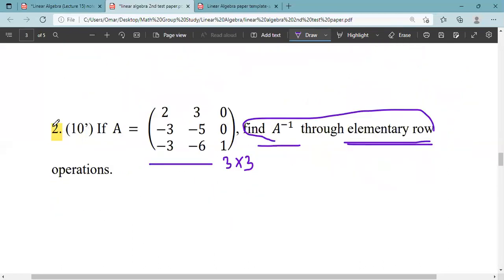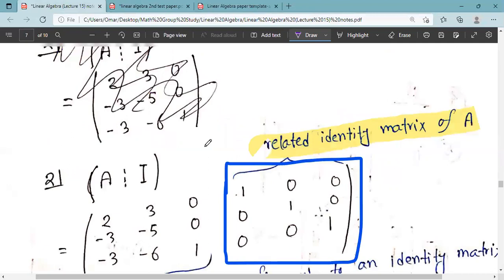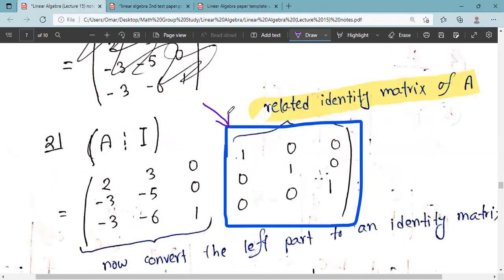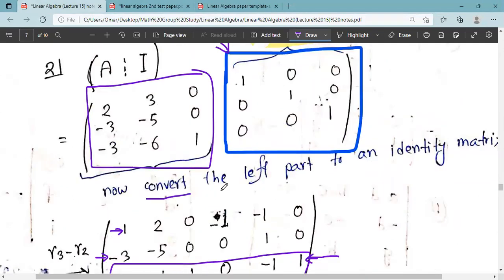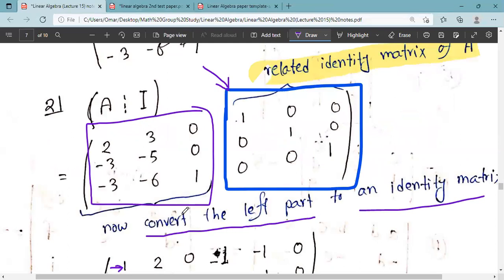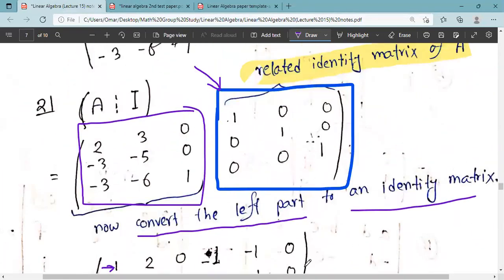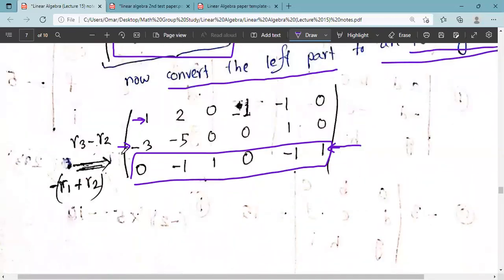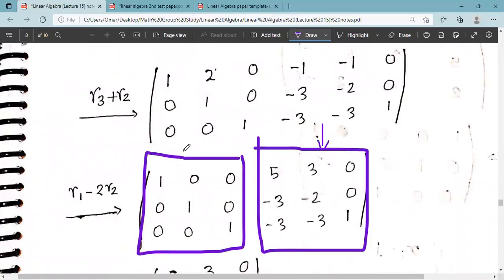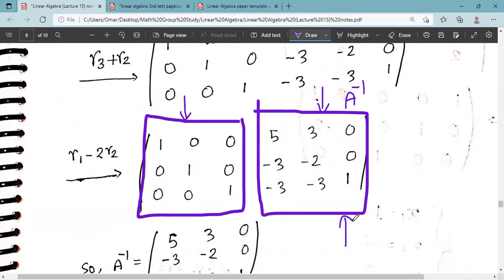So now let's see here. We have to find the inverse matrix through elementary row operations. For this reason, we write down the corresponding identity matrix on the right side and our main matrix on the left side. Then we perform row operations and convert the left part to an identity matrix, the RREF. You can see here I have done the row operations. At last you will get an identity matrix on the left side, and the inverse matrix will be on the right side. So this part here is our inverse matrix for A.